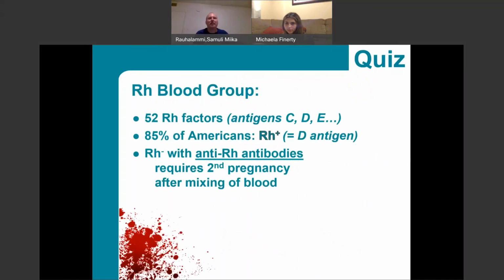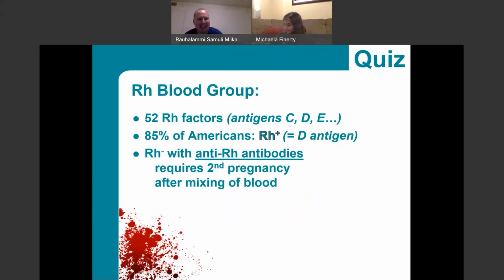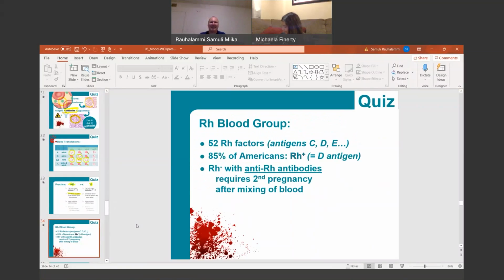So another student was really worried that there are going to be questions about the Rh blood group, and really there isn't much. There's a couple of basic questions. So we remember that most Americans are Rh positive. That means that they have a D antigen.